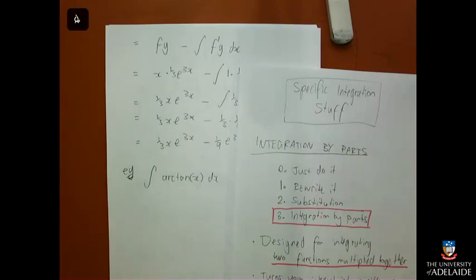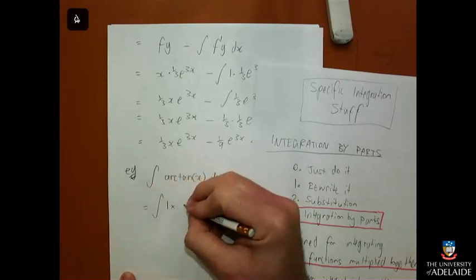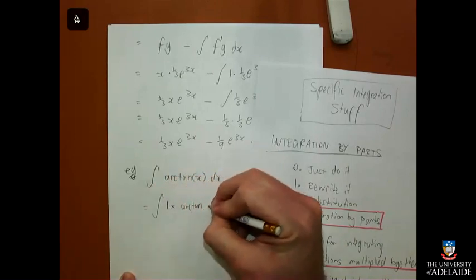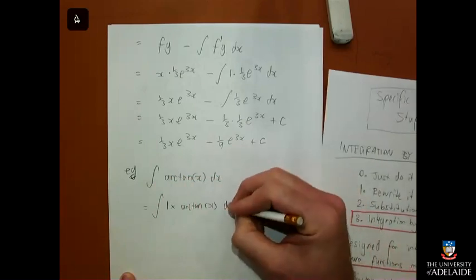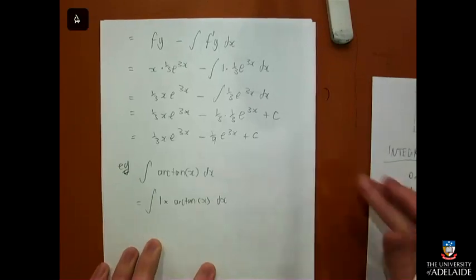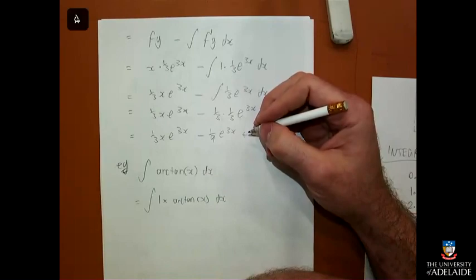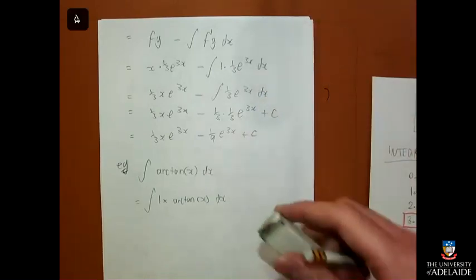Except it doesn't look like integration by parts is going to help, because integration by parts is designed for two things that are multiplied together. So how am I going to deal with that? Well, I can always do this. Now it's two things multiplied together. Nice. I really should have left space to do my F's and my G's, so I apologise.